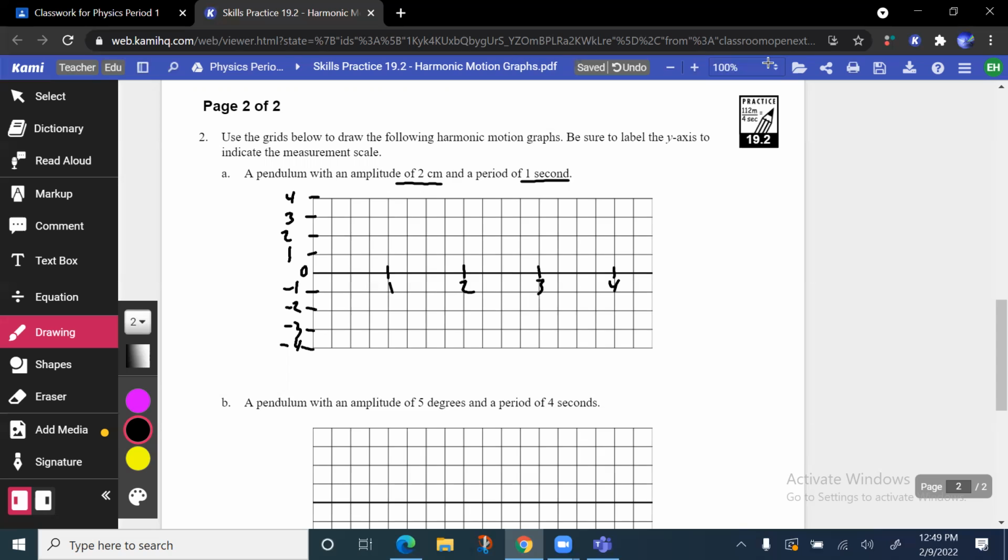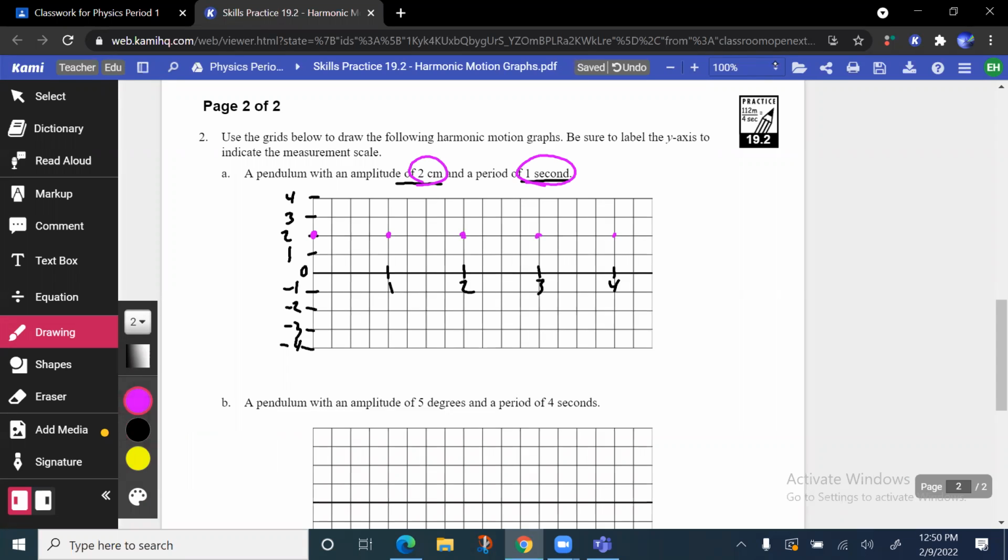Okay, so how do I create a graph that has an amplitude of 2 centimeters high and 1 second repeated? All right, we can start the wave at 0. I think probably the easiest way is to start the wave at amplitude. So I'll start and make a dot 2 centimeters higher than 0. And every 1 second, I'm going to repeat that wave. So I'm going to draw another dot here, here, here, here.